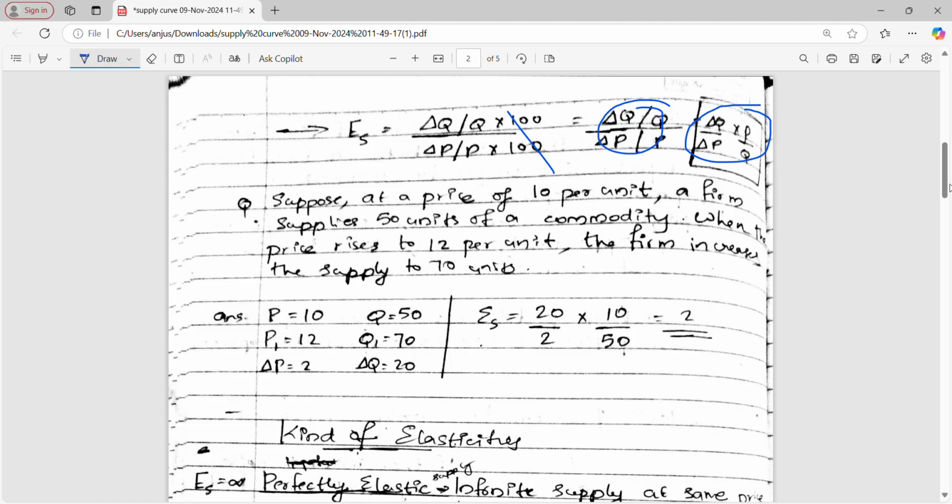So we can practice a question. Suppose at a price of 10 per unit, P is equal to 10, a firm supplies 50 units of a commodity. When P is 10, Q is 50. When the price rises to 12, P1 is 12, the firm increases supply to 70 units. Q1 is 70. So delta P is 12 minus 10, which is 2, and delta Q is 70 minus 50, which is 20. So that will be 20 by 2 multiplied by 10 by 50, which is equal to 2.